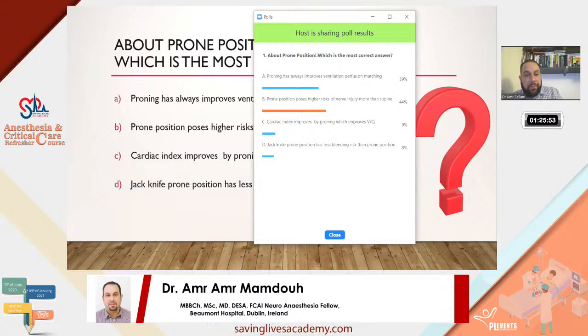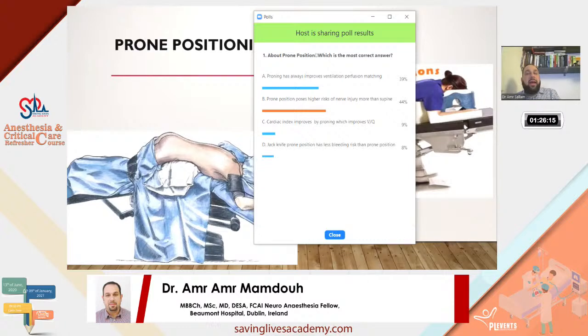And we discussed the cardiac index that improved with proning. Actually, proning hindered the cardiac index by 12 to 24%, and we'll talk about the study that reveals that. Jackknife prone position is the proper position that we consider, and that will be shown in the lower left. And that is the proper position for a lumbar disc, for a single level or more even. And we have a study for that. We'll talk about the less bleeding, because it leads to less abdominal pressure and compression.